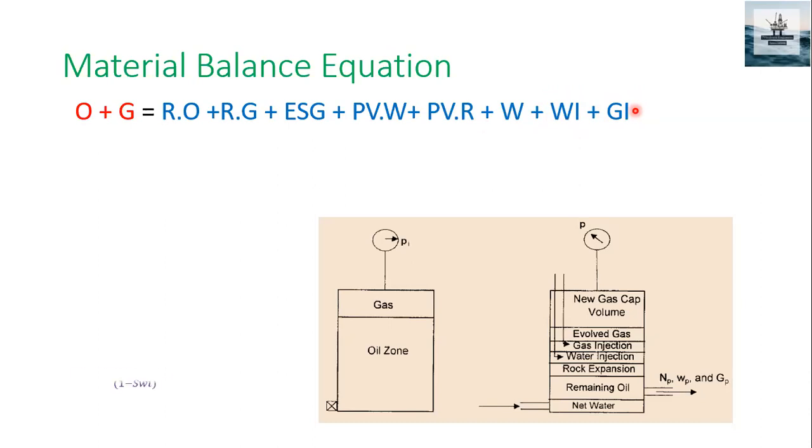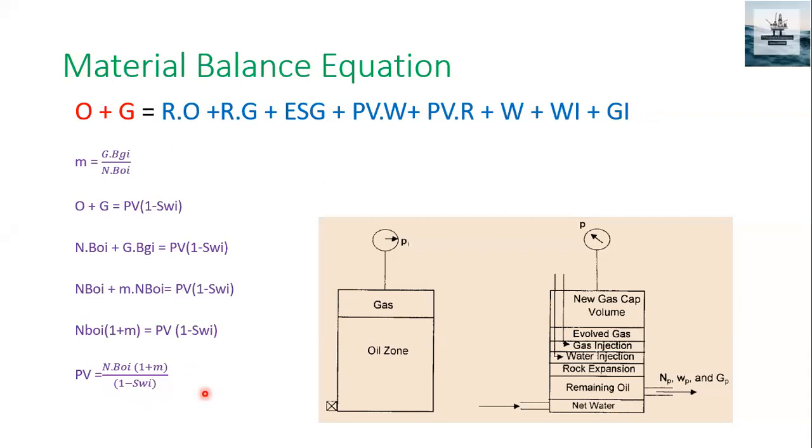When you convert these terms into material balance, you need to know what is pore volume. Pore volume can be given as NBOI into (1 plus M) by (1 minus SWI). I will be explaining you one by one. We have to take the material balance fraction as initial gas to initial oil, that is GBGI by NBOI.